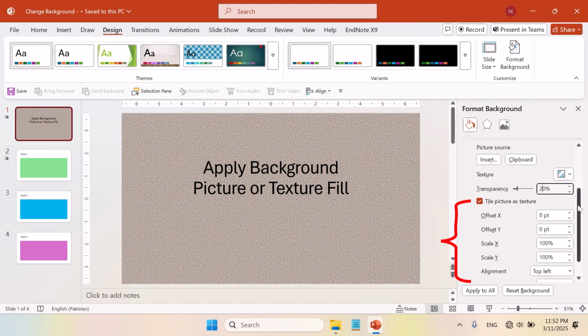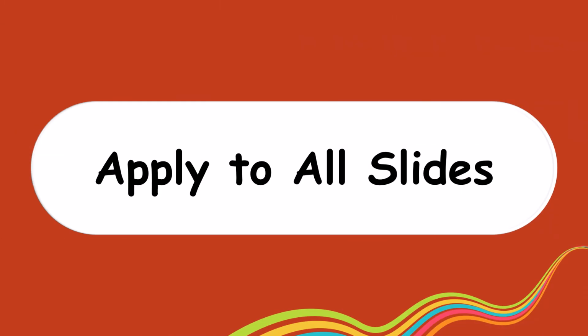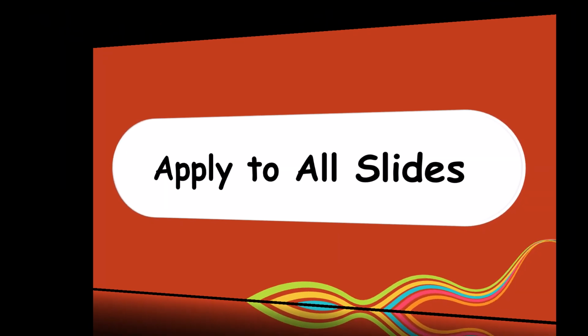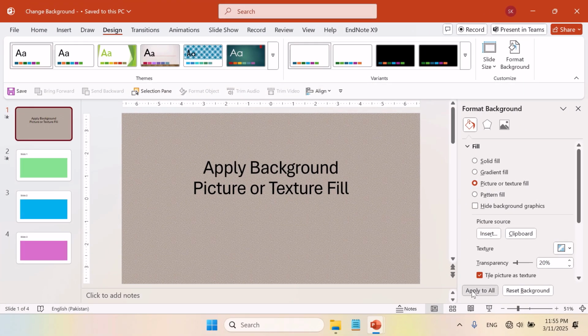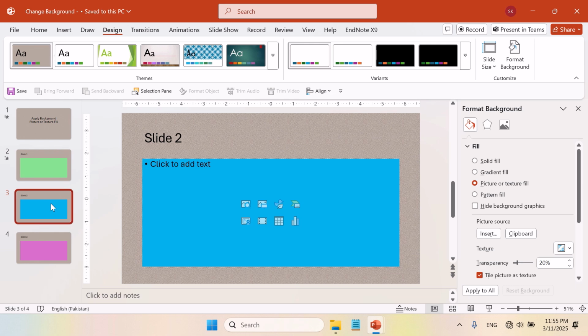Adjust the offset and scale settings to control the texture repeat across the slide's background. Click Apply to All to apply your new background to every slide in the presentation.